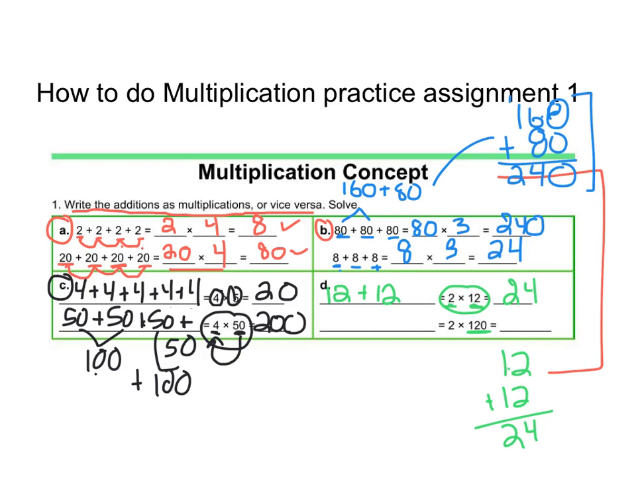Now look down here. 120. 120 plus 120. Why did I write it 2 times? Because it says 2 times. 120 plus 120 is 240. That is the main idea. Give it a try with the practice, and if you get stuck, I can help you.